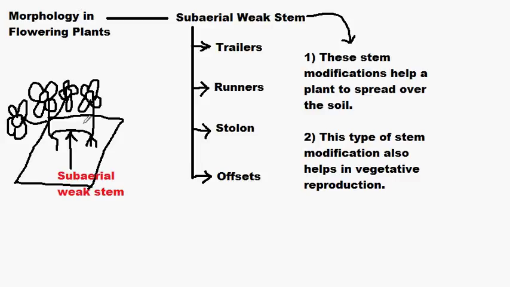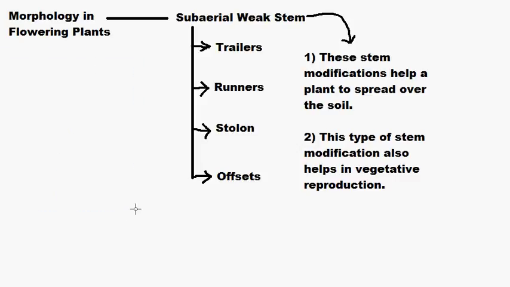And the second point is that this type of modification also helps in vegetative reproduction. How does it help in vegetative reproduction? Most of the time, after the plant has developed much, this connection breaks off from here. Then this plant will become an individual plant, and this type of reproduction, where a new plant originates from a part of the parent plant, is called vegetative reproduction, and this structure sometimes helps in vegetative reproduction also. So we have understood how the presence of subaerial weak stem can be helpful to a plant.